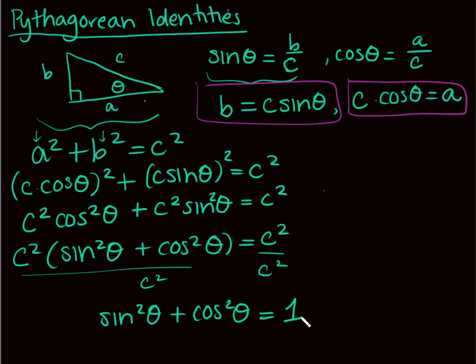You may have heard of this before. You're at a party. People are talking about trig. I mean, that's what you do, right? At a party. And the Pythagorean identity comes up. Oh, that was really, really bad.